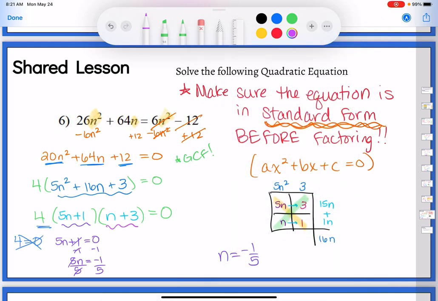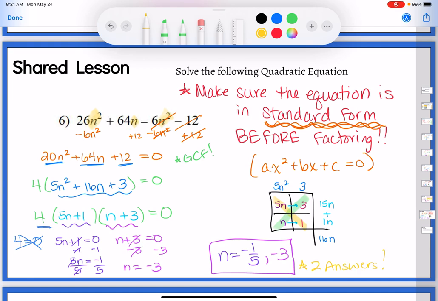Here I have n plus 3 equals 0. So I subtract 3 from both sides. I get n equals negative 3. So negative 1/5 and negative 3 are my 2 answers. Again, 2 answers, right? All right, so the big thing from that is if your equation is not in standard form when it starts, get it into standard form. If you've got that n squared and n, right, or x squared and x, or whatever it is, if you can't use square roots, you got to get it into standard form. So move everything to one side and then figure out how you're going to factor it.